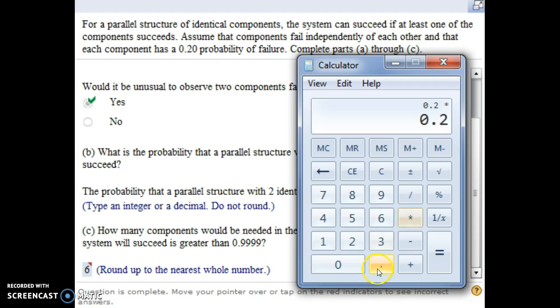So if we multiply it with the 2 system, it has a 4% chance. If we have 3 components in the system, 0.008. 4 components in the system, 0.0016. A 5th component in the system, it has this percent chance that they all fail. When you put that 6th component in the system, you get a number smaller than 0.0001. So if you have 6 components, the probability of failure is right here, which is below 0.0001, which means our chance of success is greater than 0.9999.